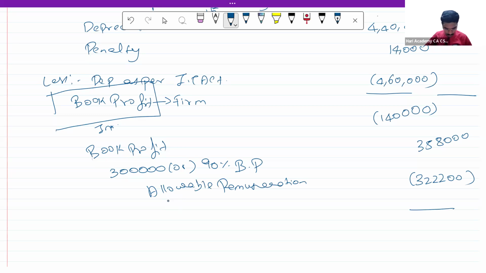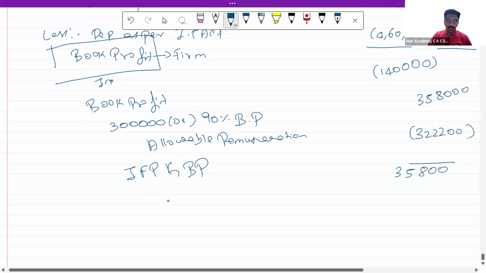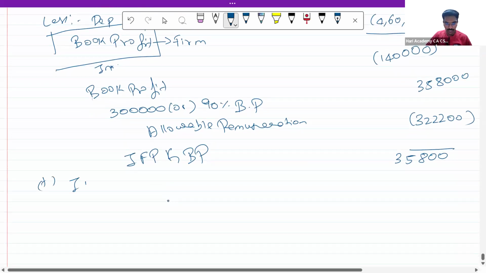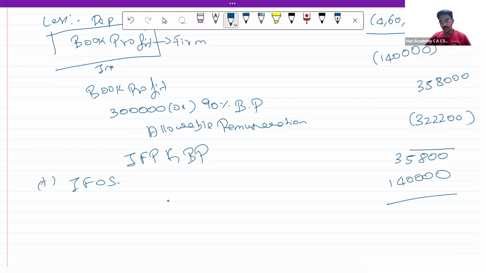Okay. So now we have to compute the income from PGBP. 3,58,000 minus 3,22,200. So income from PGBP is 35,800. To this we have to add income from other sources, to the extent of 1,40,000. So the total income of the firm is rupees 1,75,800. This is the first part.